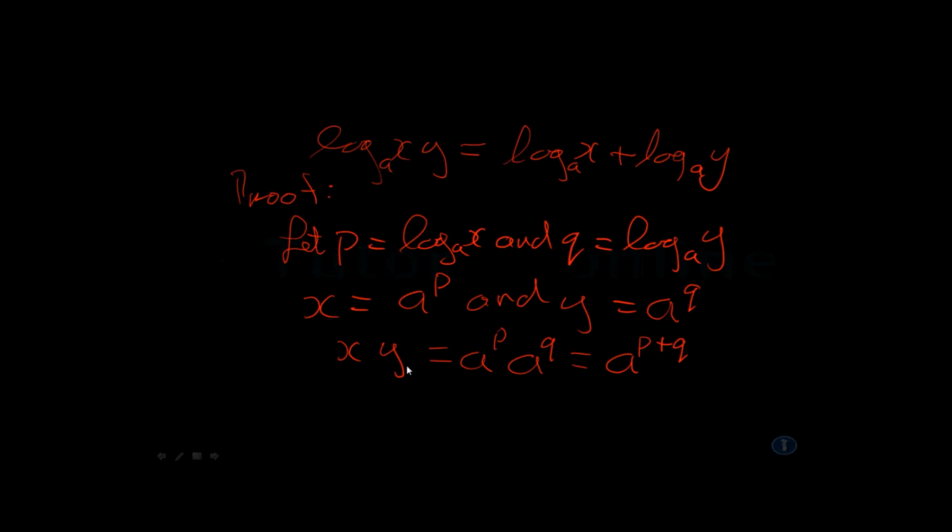Now again, apply the definition of a logarithm to this equation. In other words, the logarithm of x times y to the base of a is equal to p plus q. But we define p as the logarithm of x to the base of a, and we define q as the logarithm of y to the base of a. So that is then equal to the logarithm of x to the base of a plus the logarithm of y to the base of a. And we have proven the first identity.